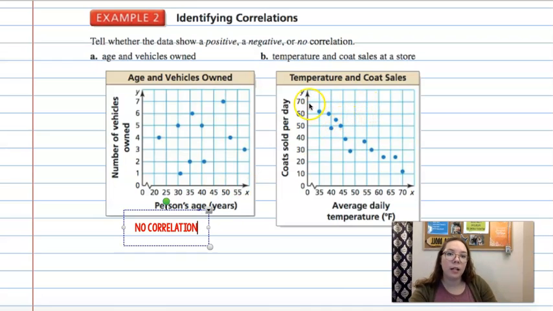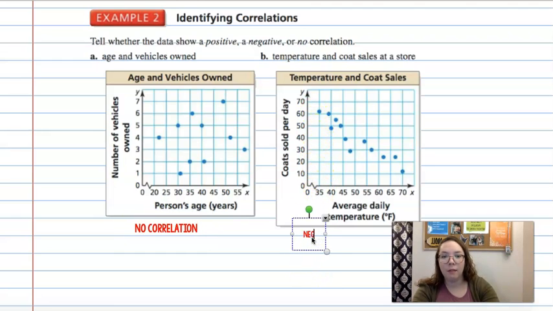This one, it's pretty clear that this is going down from left to right. As I go to the right, as the average daily temperature increases, the coats sold goes down, which should make sense because I am sure very few people are buying a coat when it's 70 degrees outside, right? They're mostly buying them in the winter where it's freezing. So this would be a negative correlation.